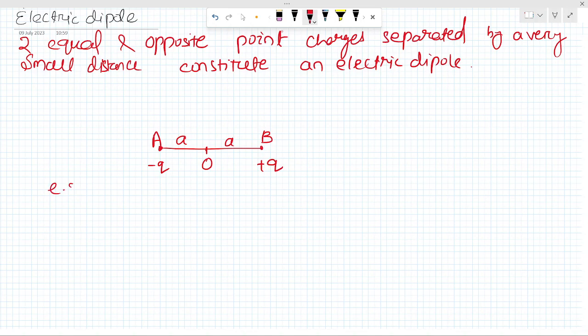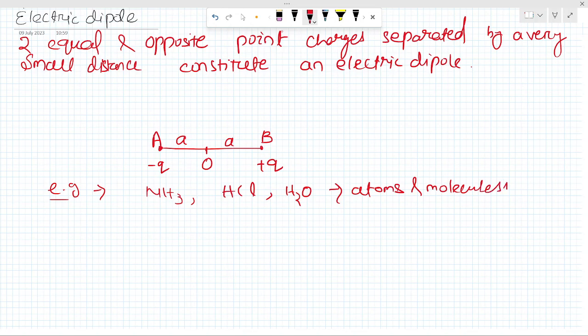If I have to give you some examples, then the atoms or molecules of NH3 (ammonia), HCl (hydrochloric acid), H2O, etc. form an electric dipole. Okay, is it clear to you?